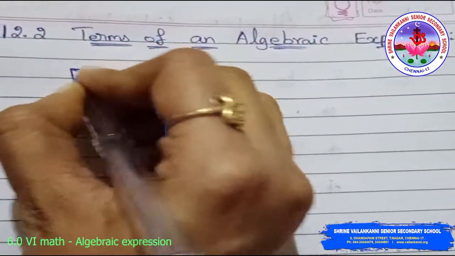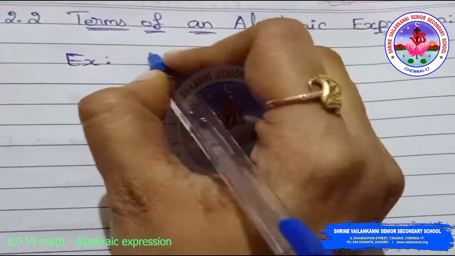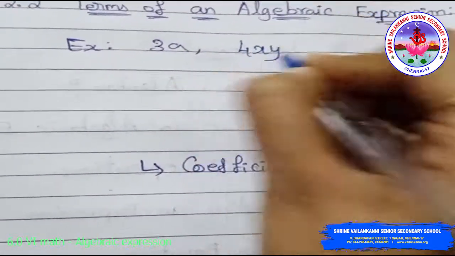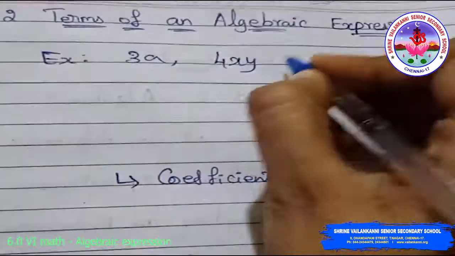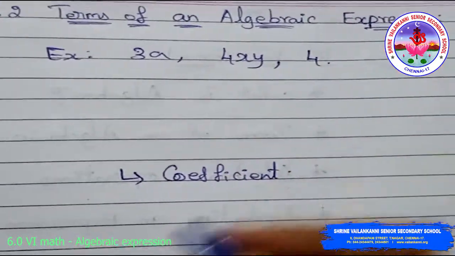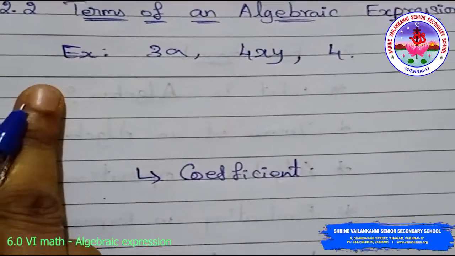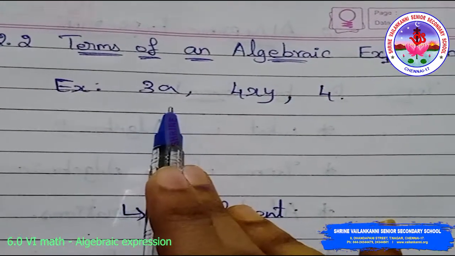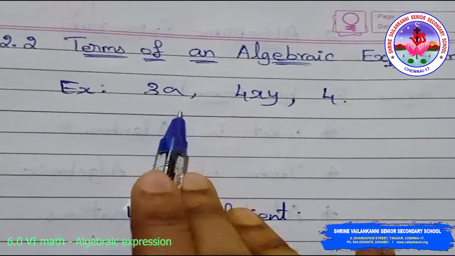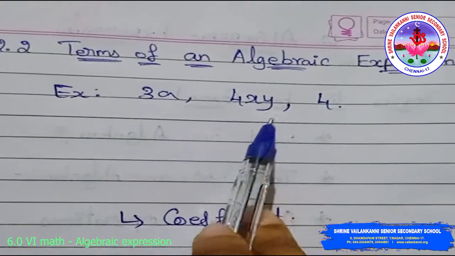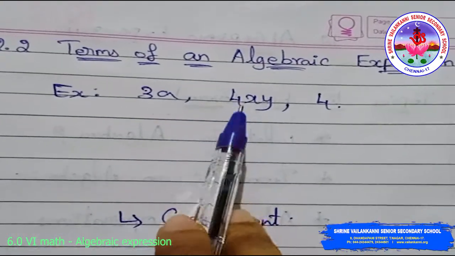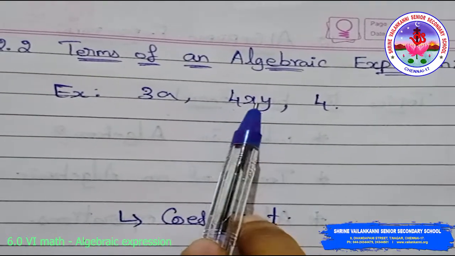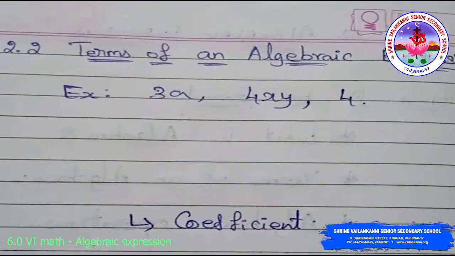For example, the terms are 3a, 4xy, 4. These are the terms. The term 3a is the product of 3 and a. The term 4xy is the product of 4 into x into y.